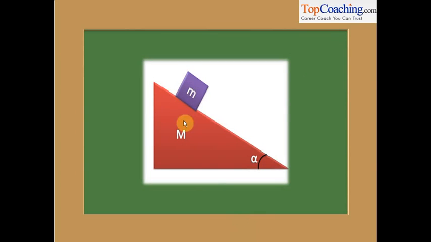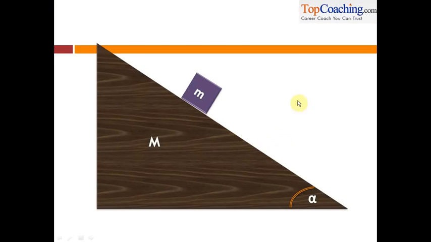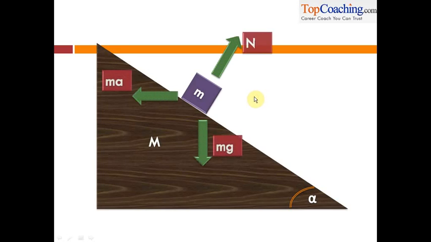We are given a wedge. The wedge has a mass capital M. Its angle of inclination is alpha, and we are given a small block of mass m placed on the wedge. We have to find out the acceleration of the wedge. This question can easily be solved by the concept of pseudo force.